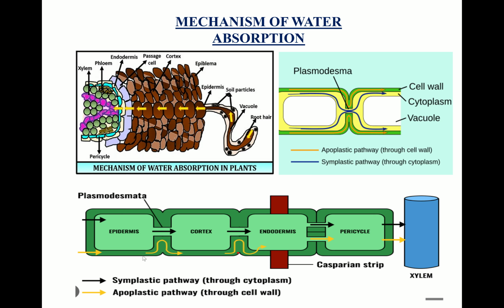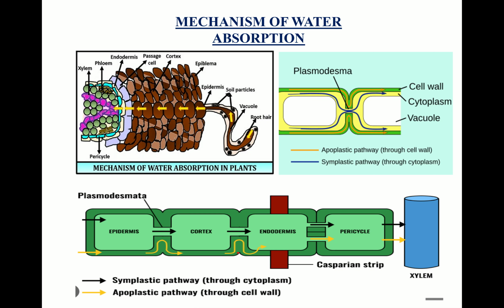So you can see here, if the apoplastic pathway has started, then because of this Casparian strip, it has stopped. Then what happens in that case is that the water starts to transport through the vacuole. Okay, so it will leave the cell wall and cell membrane, and it will start to transport through the vacuole. And finally it reaches the xylem so that the xylem can transport it to different parts of the plant body.